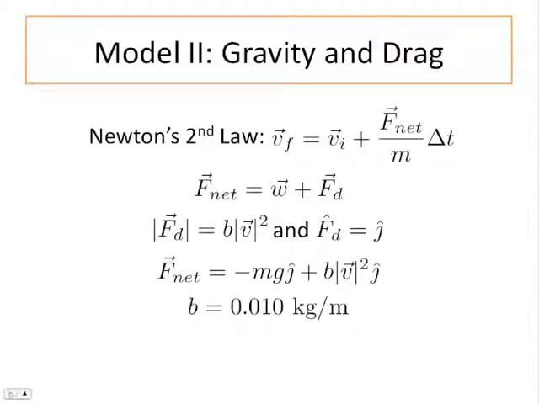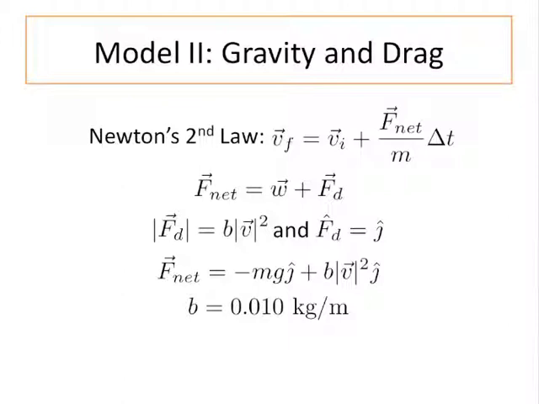For my second model, I assumed that along with the Earth's gravitational force on the toy, there was also a drag force. To model the drag force, I assumed that its magnitude was proportional to the square of the magnitude of the velocity of the toy, and that it was directed in the opposite direction to that of the motion. For my choice of coordinates, that meant that the direction of the drag force was the positive y direction.